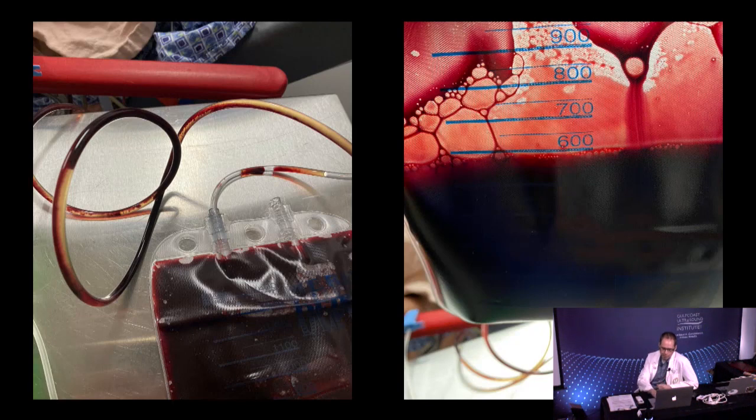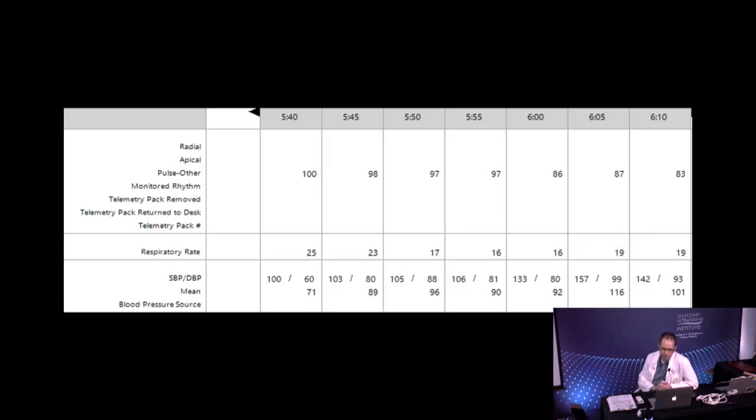As we were pulling the fluid off, you can see the change in her vital signs. So here's 5:50 right here, the same time that was on the clock. She was on Levophed, and as we were aspirating, she had this sharp jump to 133, 157, 142, and that heart rate starts dropping down.